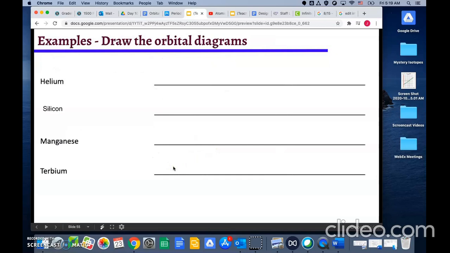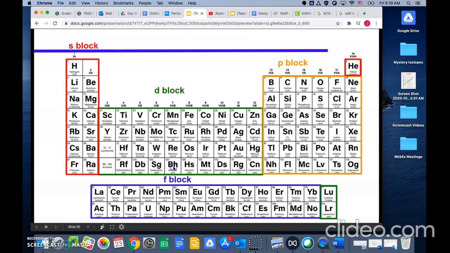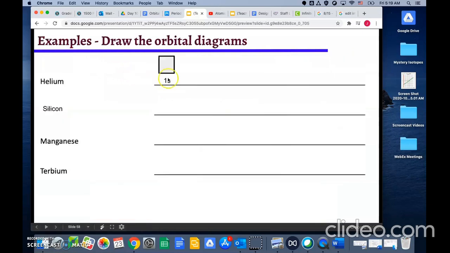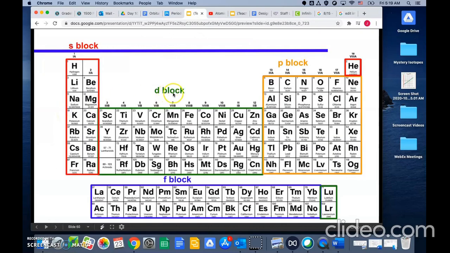So let's draw some orbital diagrams. First up is helium. Here's helium right here. It's the second one in the P block. So if you want to, you can think of helium as being right here, 1, 2. So we need to draw a 1s orbital, and we're going to put 2 electrons in there. Next up, we're going to do silicon. Silicon is right here.